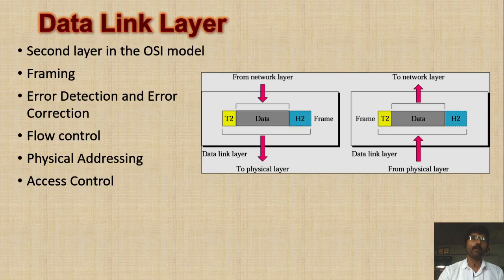The next layer is called the data link layer. The data link layer is the second layer of the OSI model. The data link layer receives packets from the network layer and converts them into frames. One of the jobs of the data link layer is to take a packet from the network layer and convert it into frames.